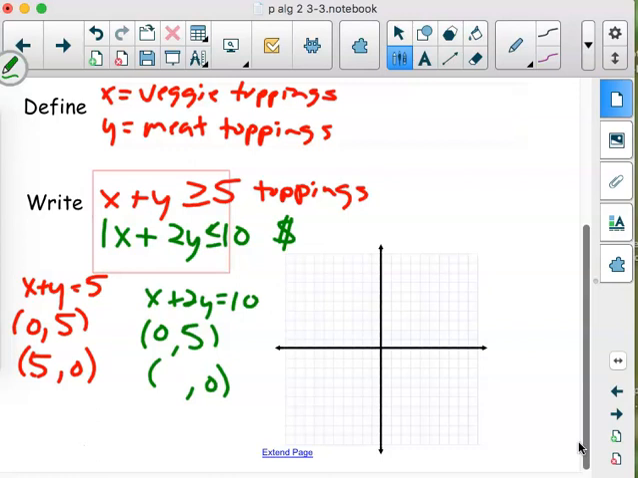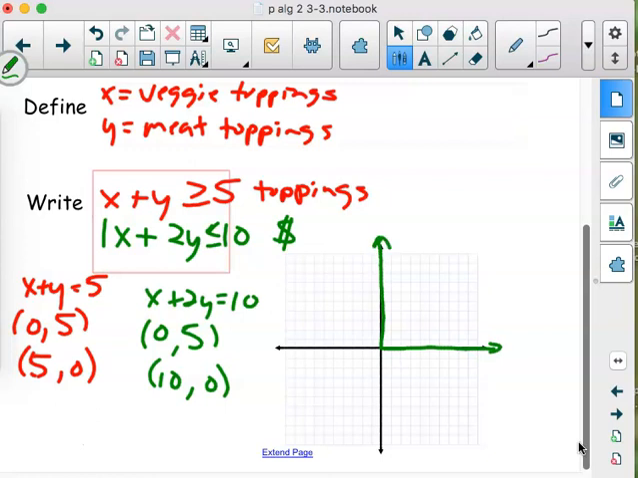And remember, that's all we had for the toppings. We don't get any of the meat toppings. How many veggies could we get? 10, yeah, because that would be $1 per topping. So this tells me I have to be able to go to 0, 5 on the y-axis, and I have to be able to get to 10, 0 on the x-axis, because I'll definitely be able to graph 5, 0. Which means I really only needed this portion of this graph.